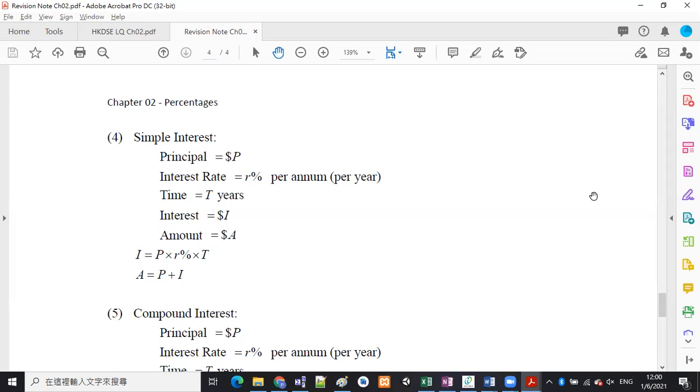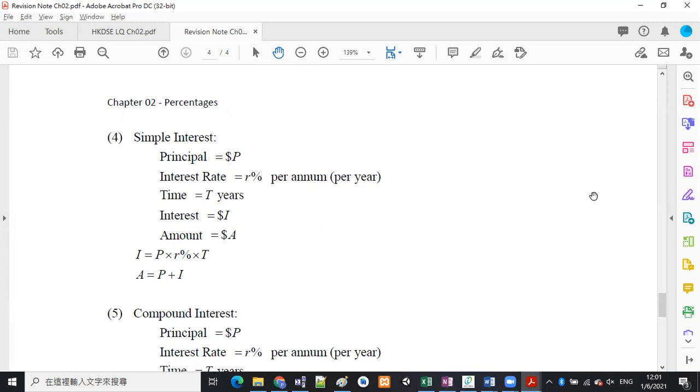And then there are the terms. Originally we have the principal, that is the original amount of money. For example, if I put it into the bank, the bank will give me extra money, which is the interest, calculated by an interest rate. The interest rate is R% per annum, that is per year. So when you see per annum in the question, it just means per year.